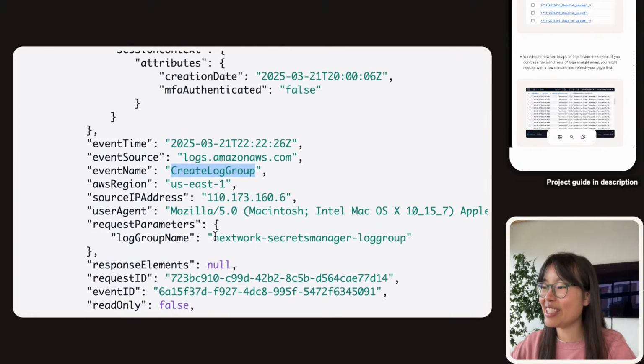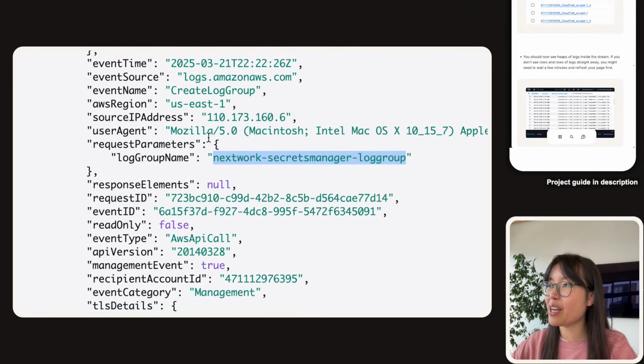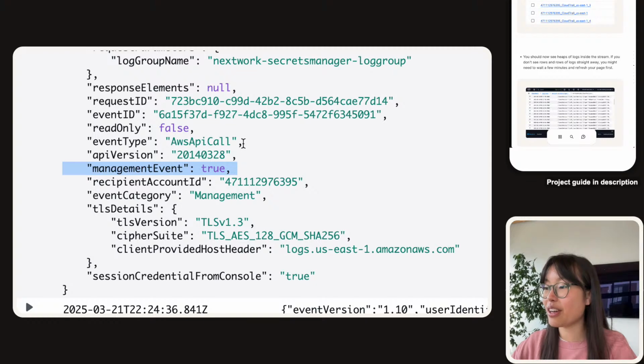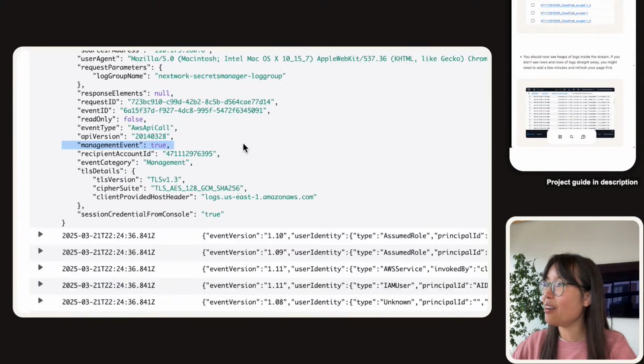Yes, that is true. We did create a log group. We did try to name it AWS Secrets Manager log group. So this is me when I tried to create the log group, and this failed later on because the log group name wasn't accepted. But you know, I gave it a shot. I tried. And was that a management event? It was, and that's why it got tracked.